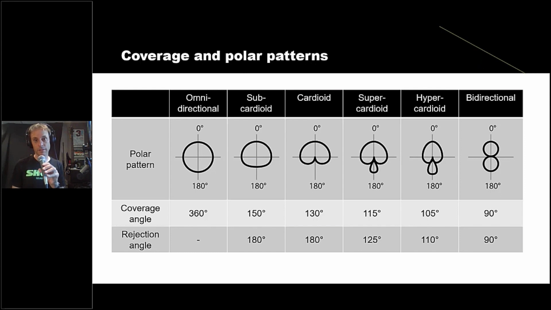And then you can see the hypercardioid to the right there gets even more directional, and that lobe at the back gets even a little bit bigger because really what you're doing is you're stepping towards what is essentially a bidirectional microphone, which is the nulls are at 90 degrees and there's equal pickup at the front and the back.